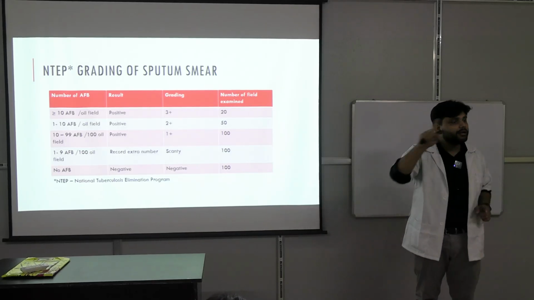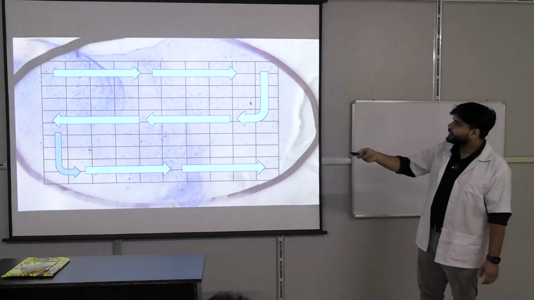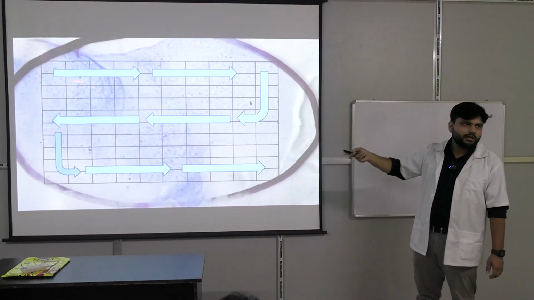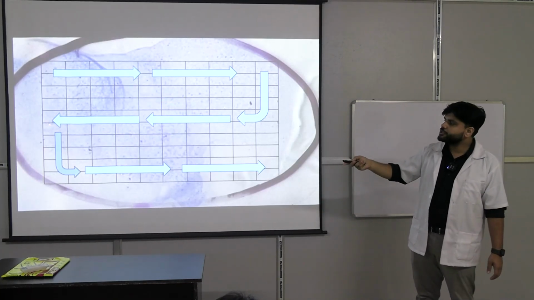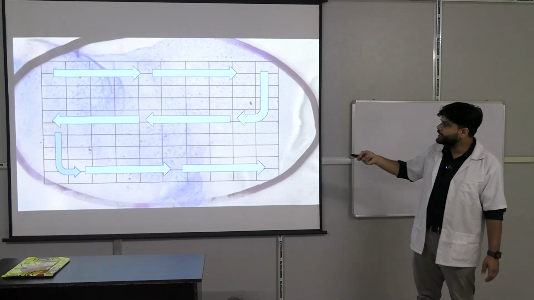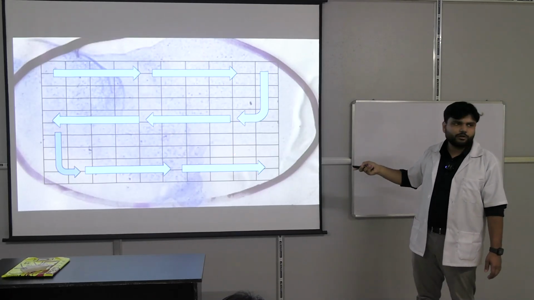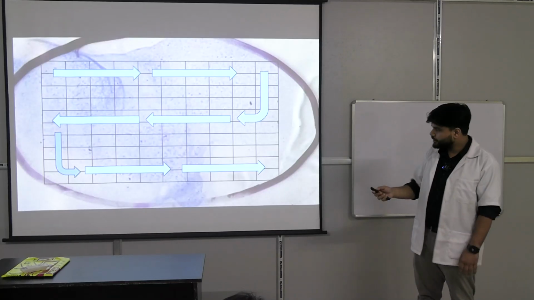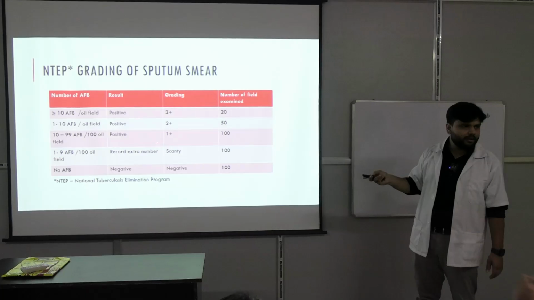But if you have scanned 100 oil fields and you find 1 to 10, for example, let's say in the first one you find 1 bacilli, in the next 30, 40 fields you found none. In say the 41st one you found 2 bacilli. Again you go 10, 20, there is none. Again below there are 3 or 5 bacilli. So in total you found 9 bacilli, okay, after searching 100 fields. So that is called 1+ grading, okay.